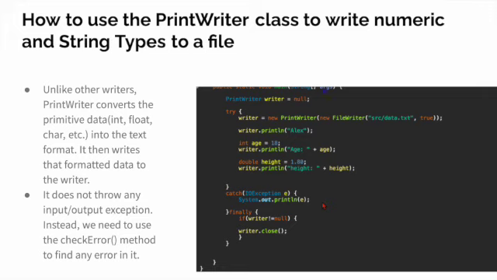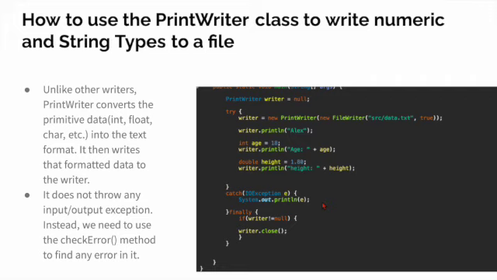In this example, first I'm going to declare the PrintWriter object. Inside the try block, I'm going to initialize it with the FileWriter object passed as a parameter. The FileWriter tells the PrintWriter what file to write to, and the true argument enables append mode, meaning that new data will be added to the file instead of overwriting its existing contents.